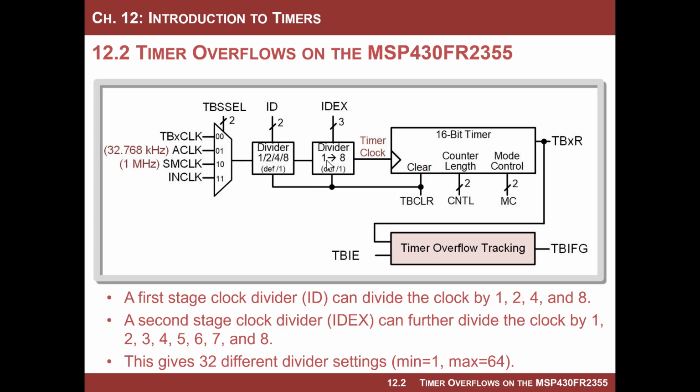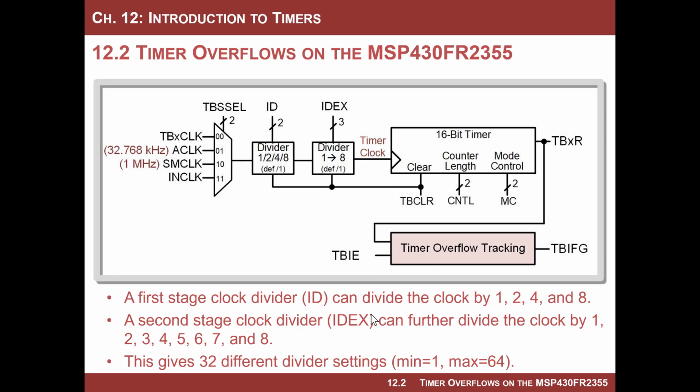Now, there's 2 divider stages here, and you can divide this thing way down. The first stage can divide by 1, 2, 4, or 8, and you select that by configuring these bits called ID, and these are just bits within a configuration register. Then you can also have another stage that can divide 1 through 8. So like 1, 2, 3, 4, 5, 6, 7, 8. And those are other bits within a configuration register. And so the combination of these 2 dividers is you can have something like 32 different divider settings because you have 4 here and 8 here.